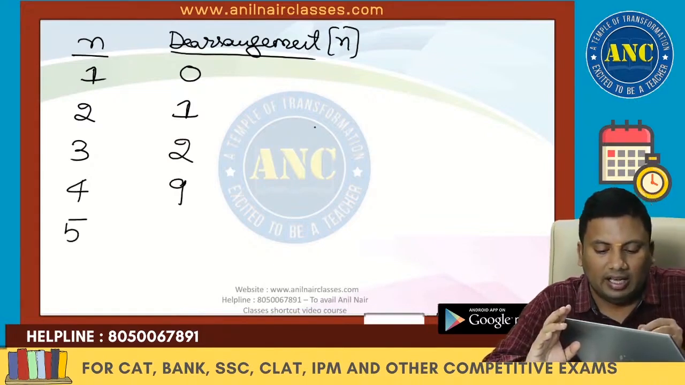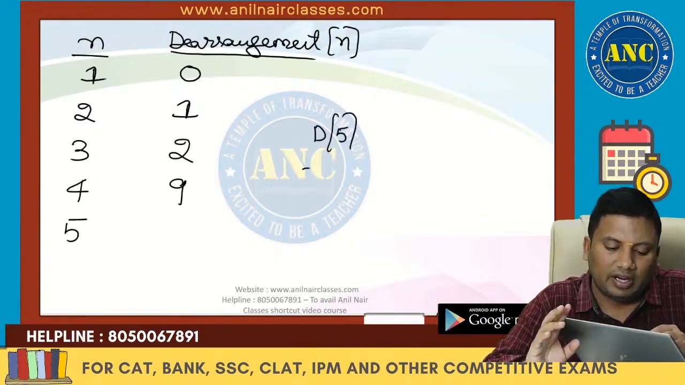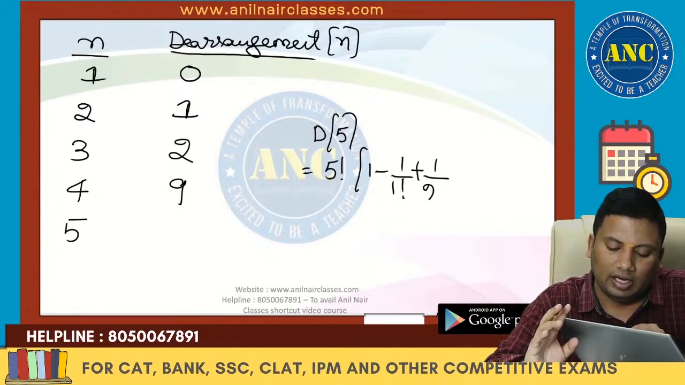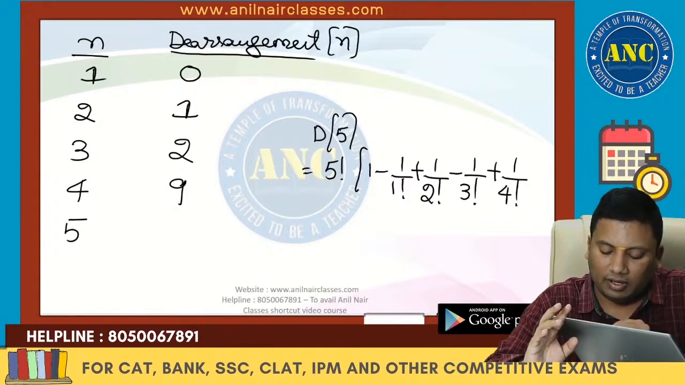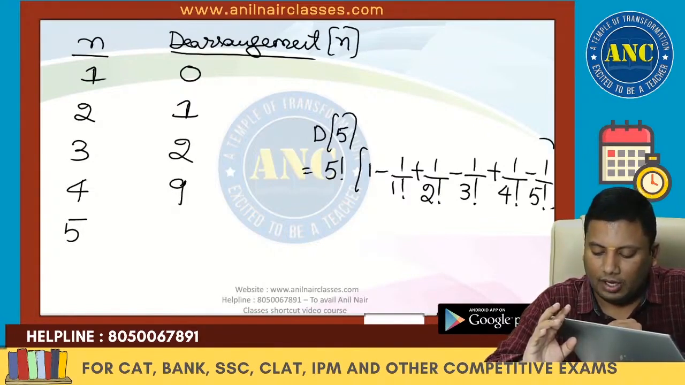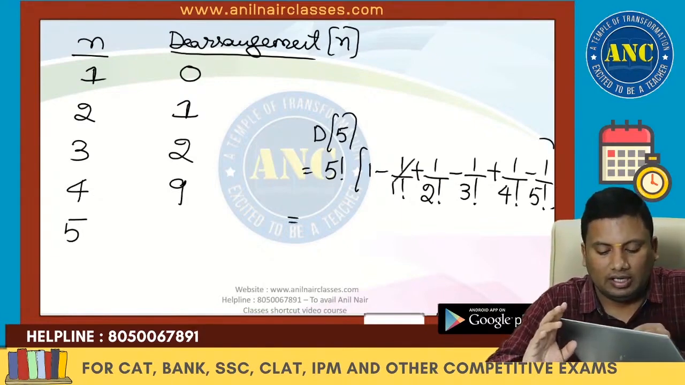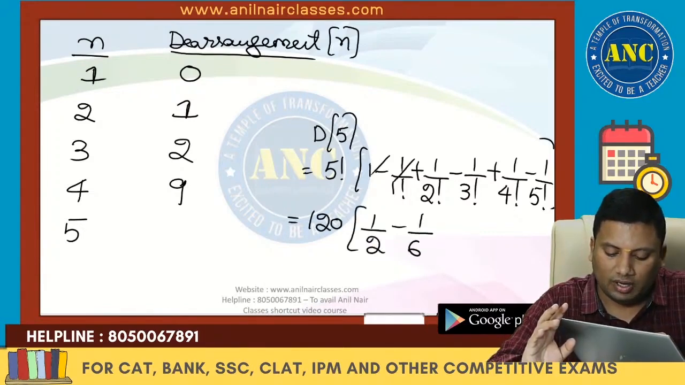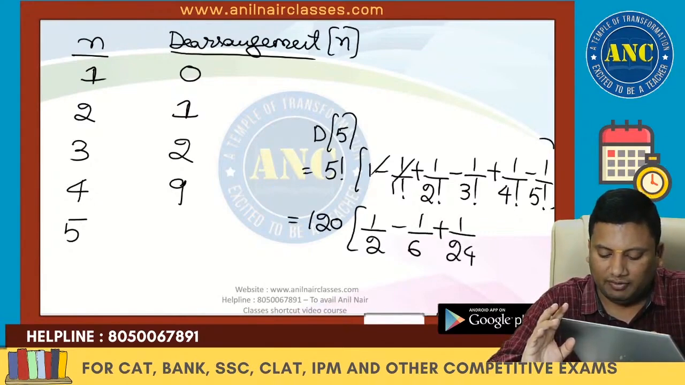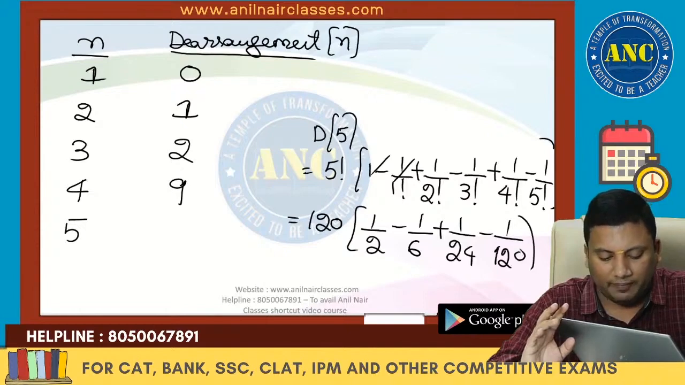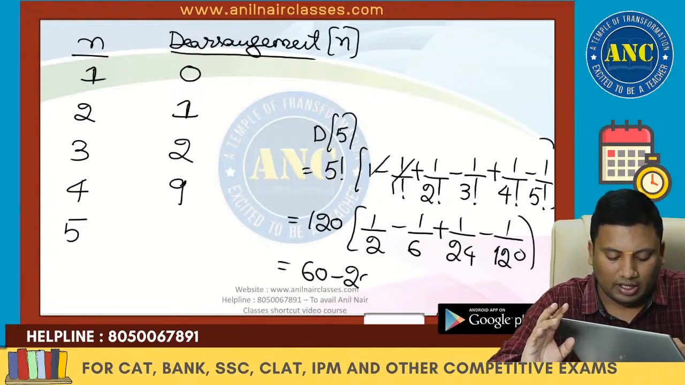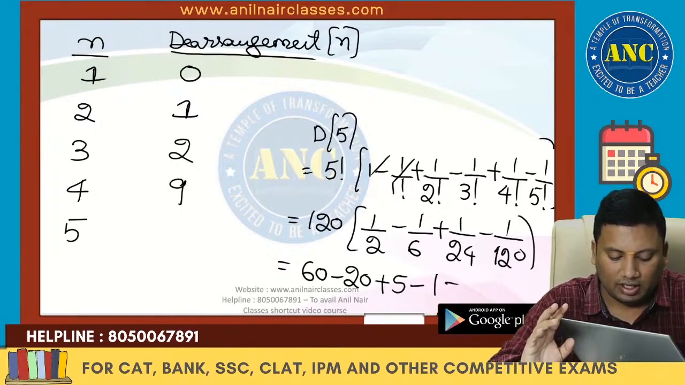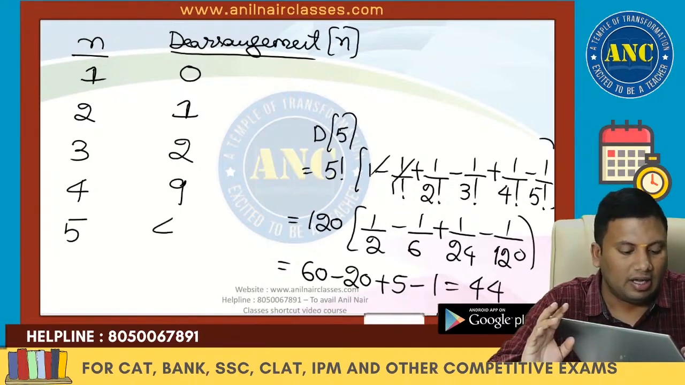D of 5, till here it is extremely important for your examination. D of 5 is 5 factorial into 1 minus 1 factorial plus 1 by 2 factorial minus 1 by 3 factorial plus 1 by 4 factorial minus 1 by 5 factorial. The first two cancel. 120 into 1 by 2 minus 1 by 6 plus 1 by 24 minus 1 by 120. This is nothing but 60 minus 20 plus 5 minus 1. D of 5 value is 44.